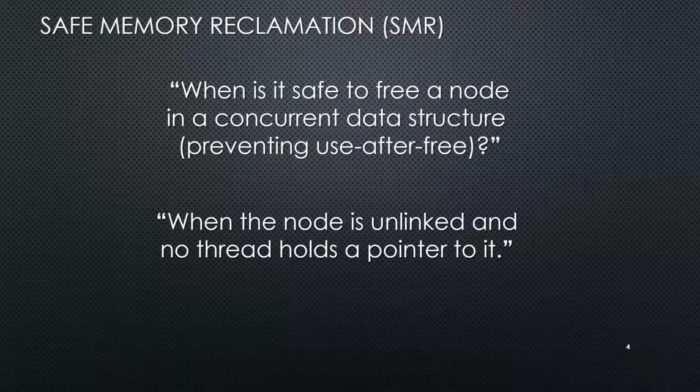Safe memory reclamation is this problem of deciding when it is safe to free a record in a concurrent data structure so that use after free errors could be prevented. Intuitively speaking, a record or a node is safe to free when it is unlinked from the data structure and no thread holds a pointer to it.